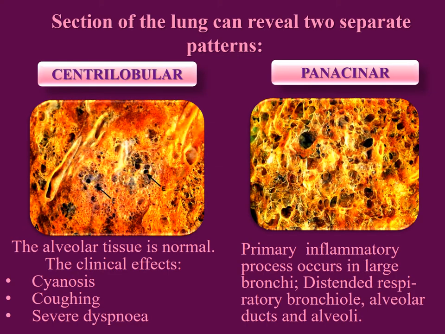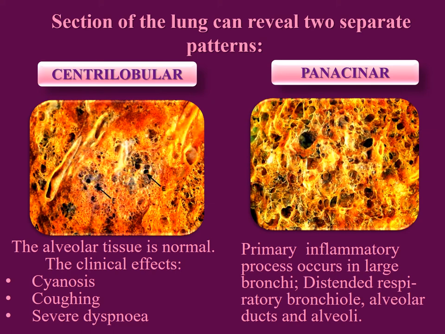Section of the lung can reveal two separate patterns, alveolar or panacinar and central lobular emphysema. In central lobular or centroacinar emphysema, there is no enlargement of the lung, and the condition tends to be most marked in the upper lobes. A characteristic pattern is only obvious in cross-section of the lungs, with distended central air channels.